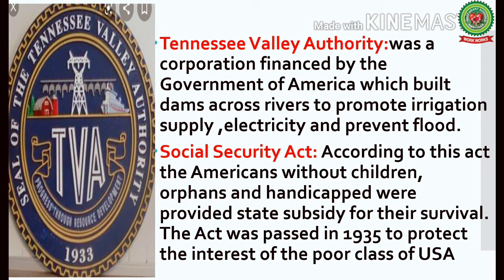The next is Social Security Act. According to this act, the Americans without children, orphans and handicaps were provided state subsidy for their survival. The act was passed in 1935 to protect the interest of the poor class of USA. This act was a great support for those children who were not having their parents and those who were physically and mentally handicapped. The government provided them economic and social security and declared that it was the work of the government to protect its citizens.